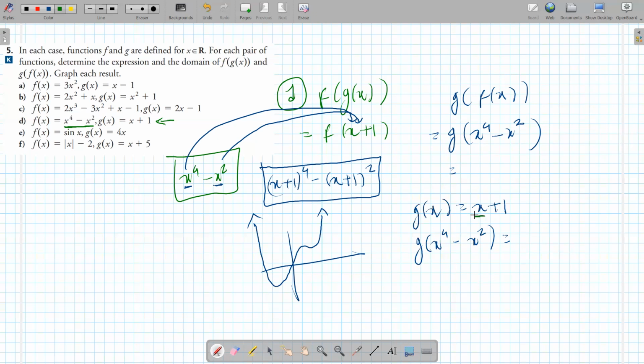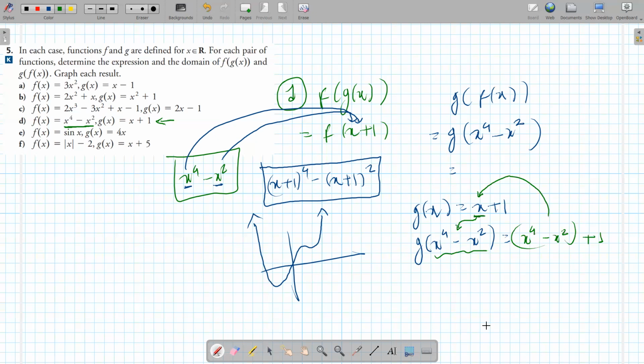We'll replace the x's, right? There's only one x here on the output or in the main function. Replace that with what you have in this bracket. So it'll look like, again, that x is going to change into x⁴ minus x squared. This used to be x, and then the plus one doesn't have an x, so it's going to stay on the outside like that, which is also a polynomial function, and the domain will be x ∈ R.